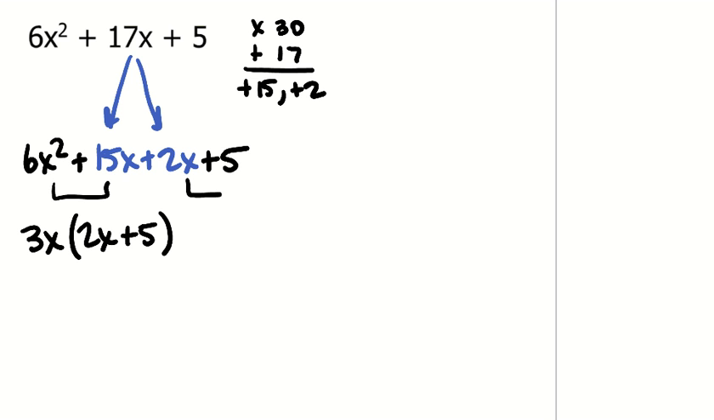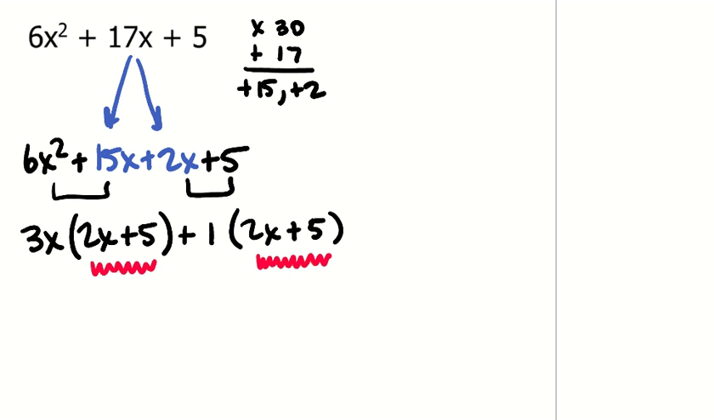Then on the second two, well, there isn't anything in common to 2x and positive 5. So I just factor out a plus 1. And then if you've done it right, you'll see that these are the same and can be factored out of both things I'm adding together. So I'll have 2x plus 5 times 3x plus 1.